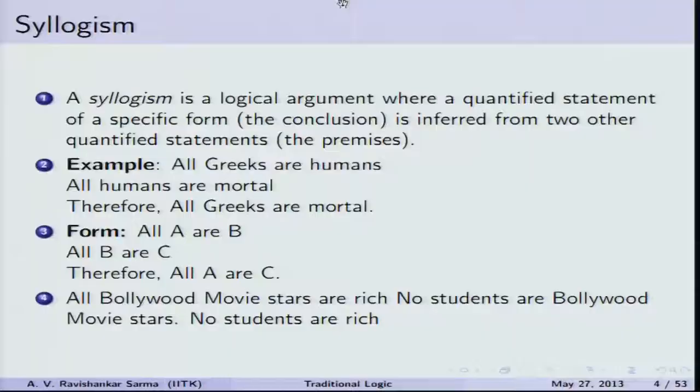Sometimes you may not come across all. Instead of all, you might find every, each, any. All these phrases can be converted into appropriate categorical propositions. For example, all Bollywood movie stars are rich, no students are Bollywood movie stars, no students are rich. So a syllogism is a specific pattern of an argument in which two categorical propositions lead to another categorical proposition. Now, how do we know that one categorical proposition, which we are calling the conclusion of the syllogism, follows from the other categorical propositions?